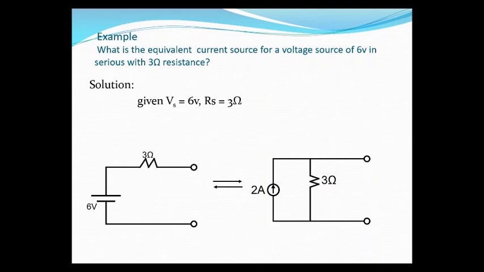Now I am taking another example, that is an equivalent current source for a voltage source in series with 3 ohms resistance. See here, a 6 volts voltage source is in series with 3 ohms resistance. Now I am going to convert it into a current source. What is the current? I is equal to V by R. V is 6 volts, R is 3 ohms. Now the current is 2 amps. Now it is converted to 2 amps in parallel with 3 ohm resistance.